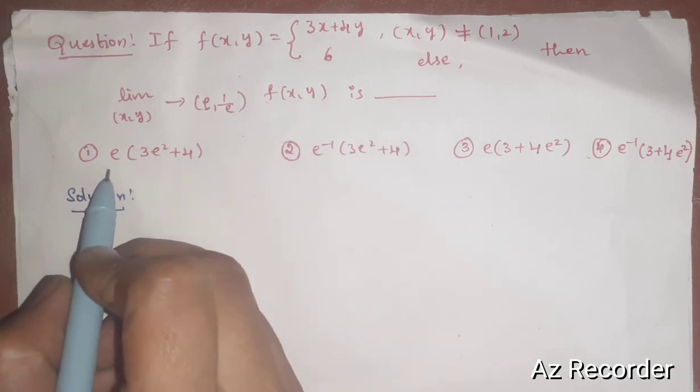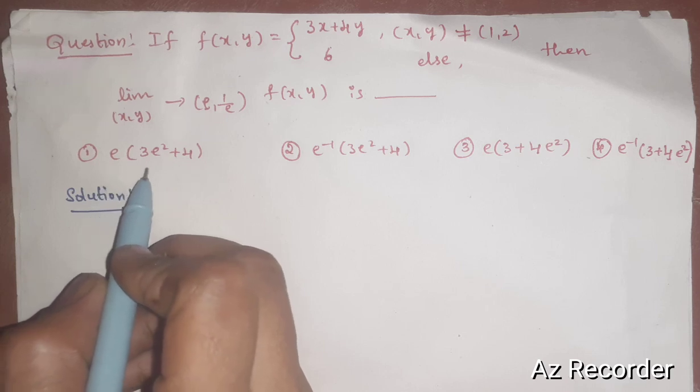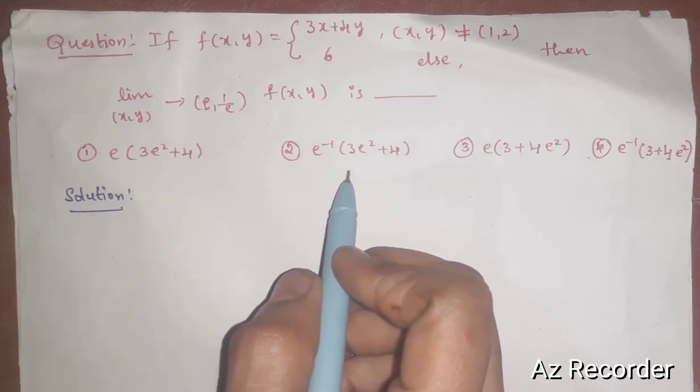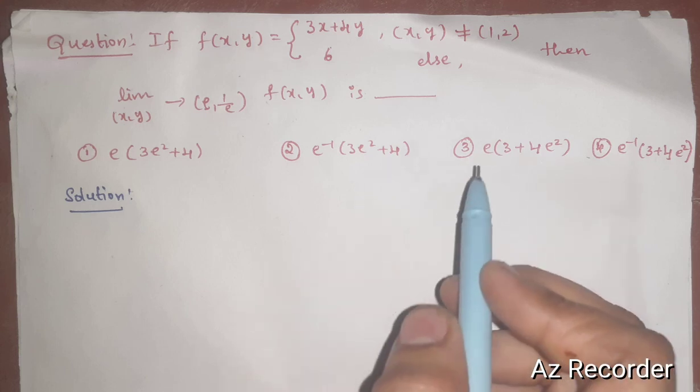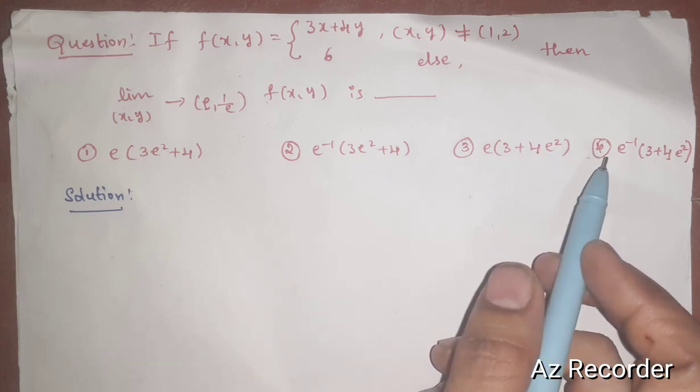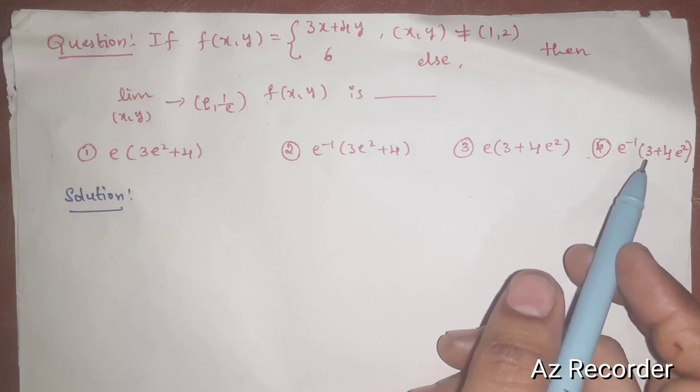Option 1: e into 3e square plus 4. Option 2: e inverse into 3e square plus 4. Option 3: e into 3 plus 4e square. Option 4: e inverse into 3 plus 4e square.